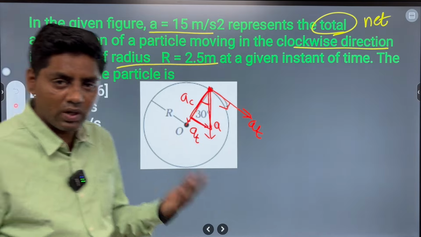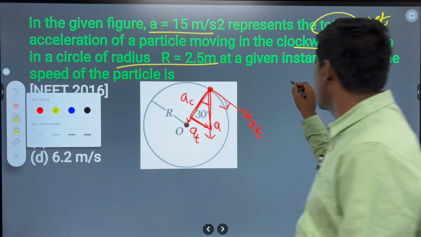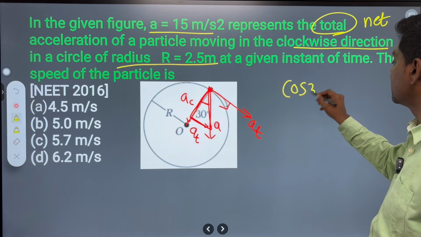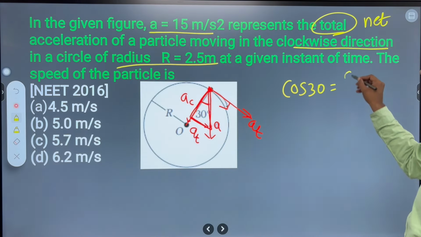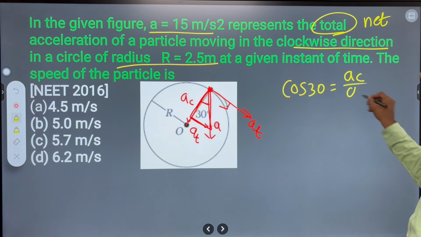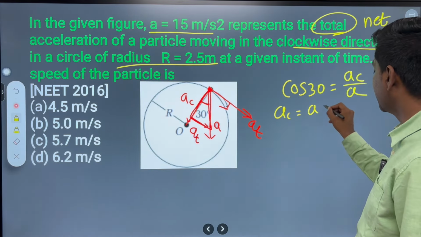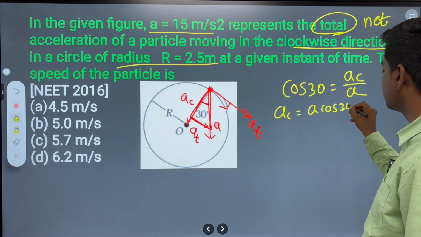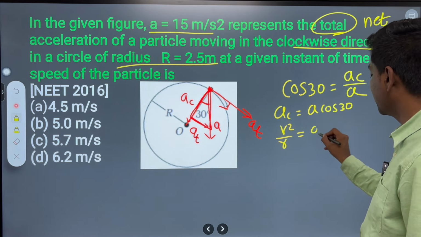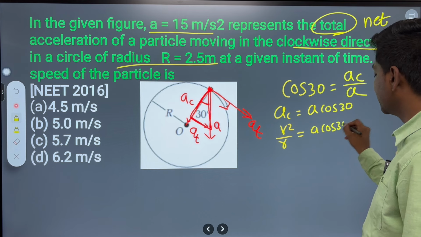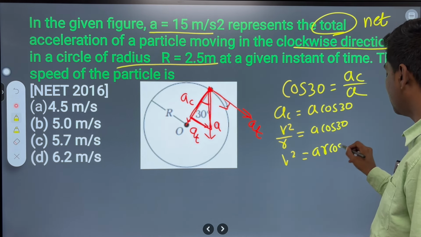To calculate the adjacent side, we use cos. So we have to calculate cos 30. Cos 30 equals adjacent side upon hypotenuse. The adjacent side is your AC and the hypotenuse is your net acceleration. So from here the answer for AC is A cos of 30. And as we know, AC is V square divided by R. So A cos of 30 equals V square divided by R, then V square equals A R cos of 30.